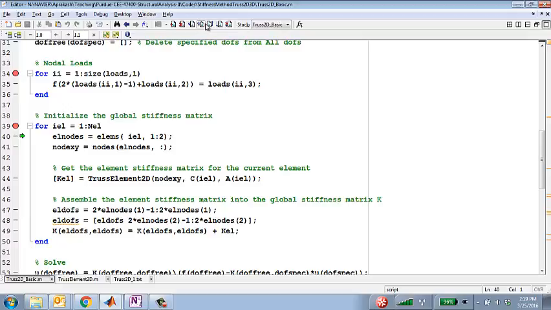I'll take another step, and this L nodes is telling me that element 1 is connected to nodes 1 and 2. Okay, and indeed that truss, if you see, is connected to that. Node XYZ is basically the XY locations of node 1 and node 2. So one is at 0, 4, the other is at 3, 4. And then we get into this truss element 2D. This is the main subroutine or main function for the stiffness method.